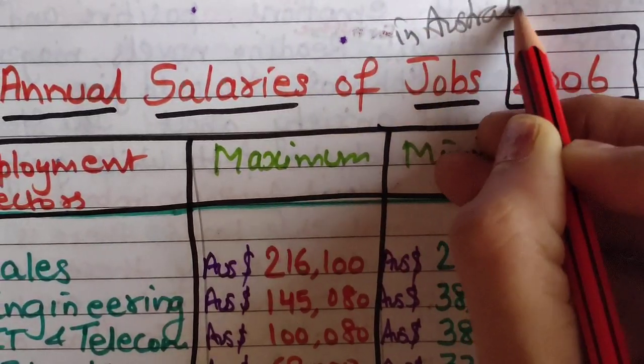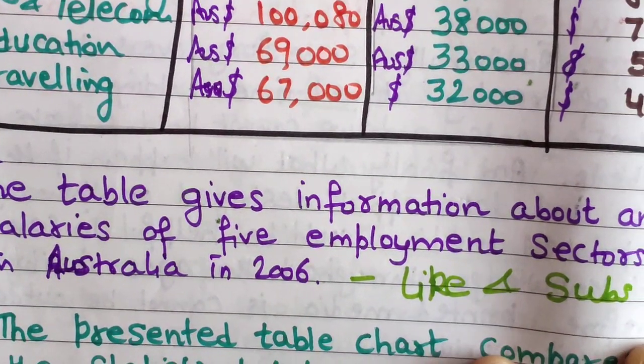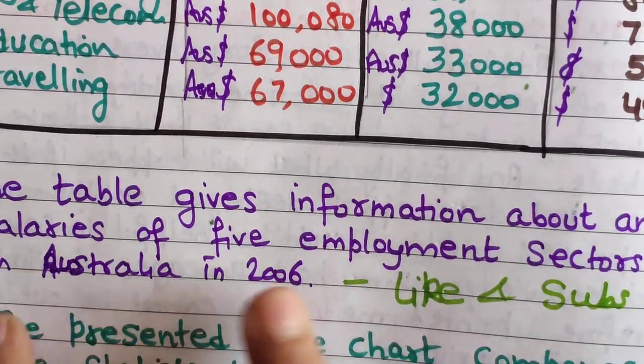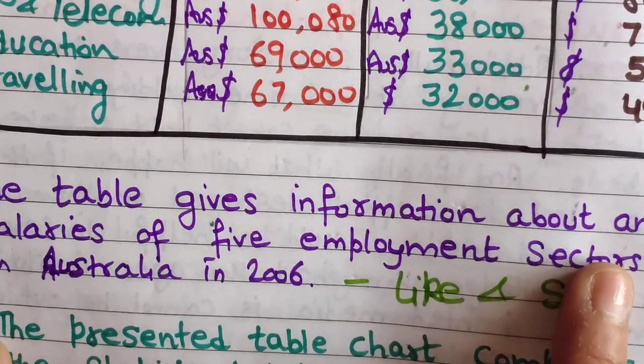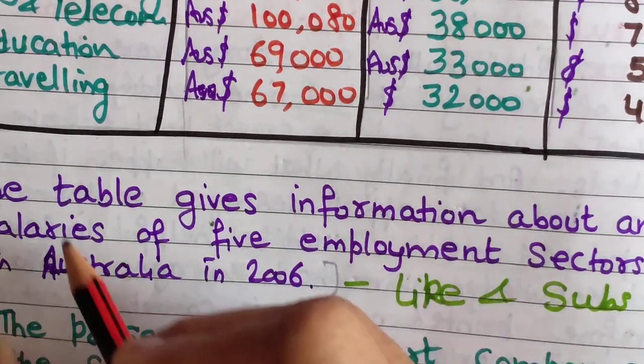Okay, so I will show you the question statement. So this is the question statement. You can see the table gives information about annual salaries of 5 employment sectors in Australia in 2006. So this is the question statement.